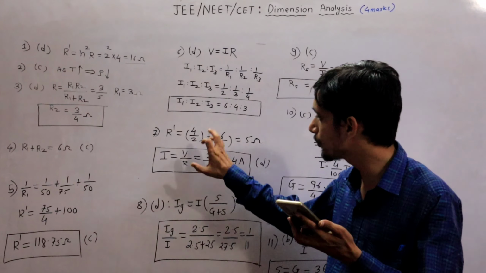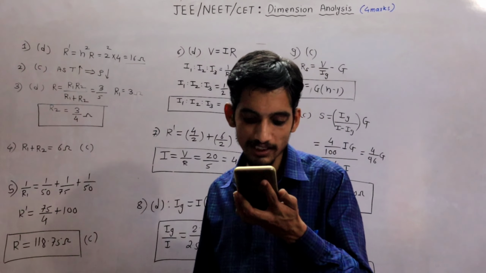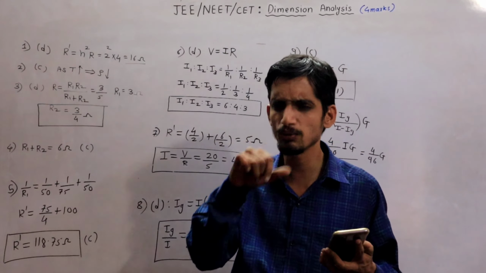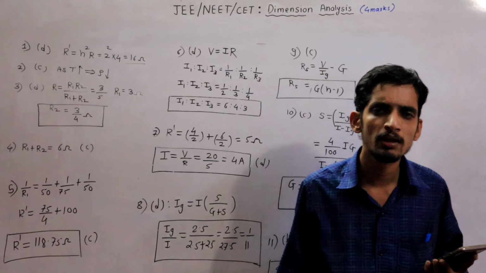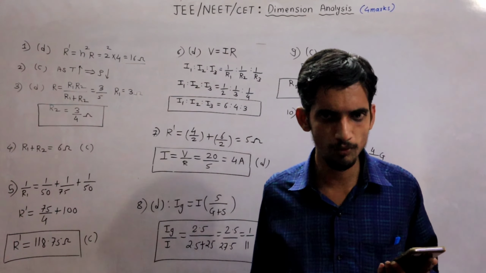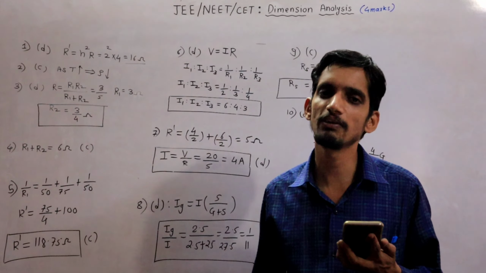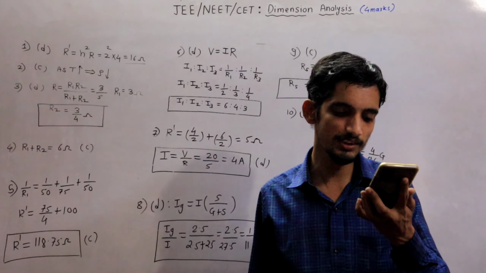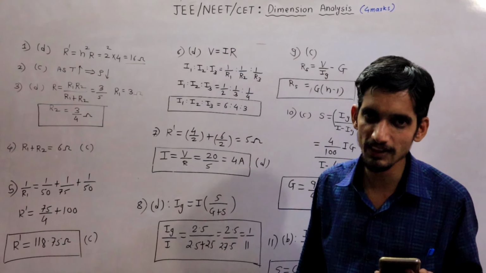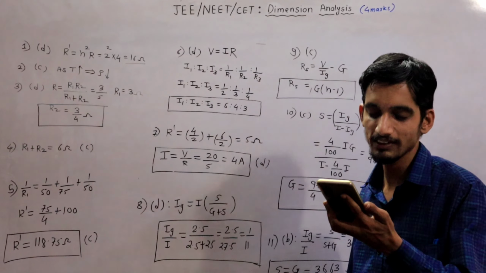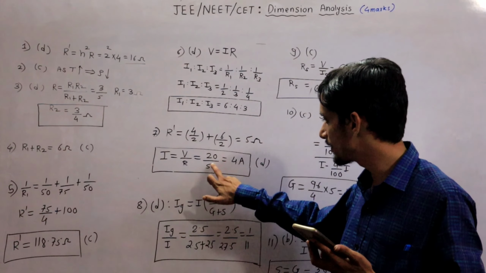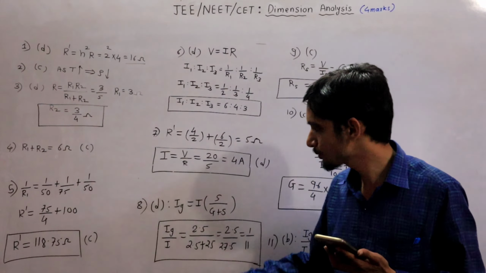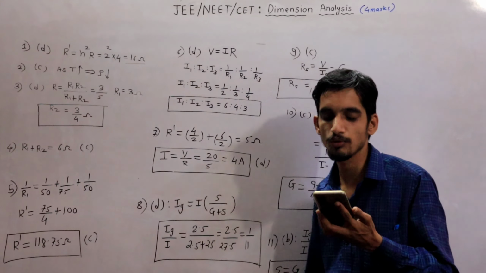So the 4 and 4 are parallel, and the 6 and 6 are parallel. Whenever two resistances of the same value are in parallel, the equivalent resistance becomes half. So 4 and 4 in parallel gives 2, and 6 and 6 gives 3. This 3 and 2 are again connected in series, which becomes 5. So 20 by 5 is 4 ampere. So the answer for question number 7 is D, 4 ampere.